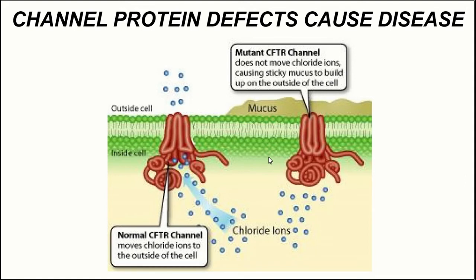So you have to be born with it, as your DNA and your genetics determine whether your body will make the normal CFTR channels or the mutant defective CFTR channels.